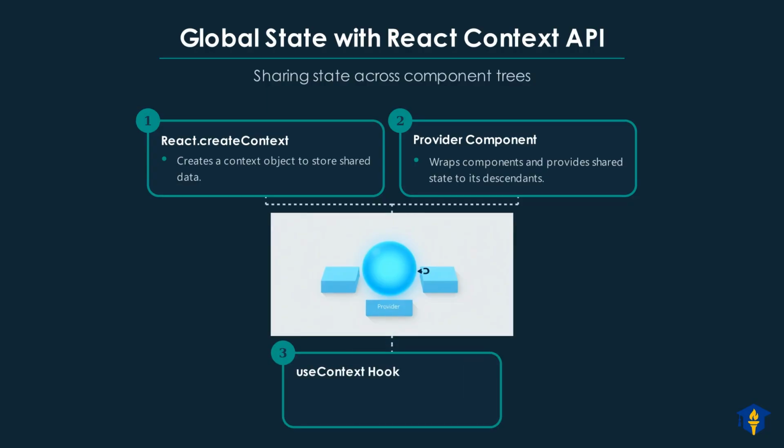The useContext hook is a powerful tool that allows any child component to easily access the shared state. This hook simplifies consuming context values directly within functional components, promoting cleaner code.